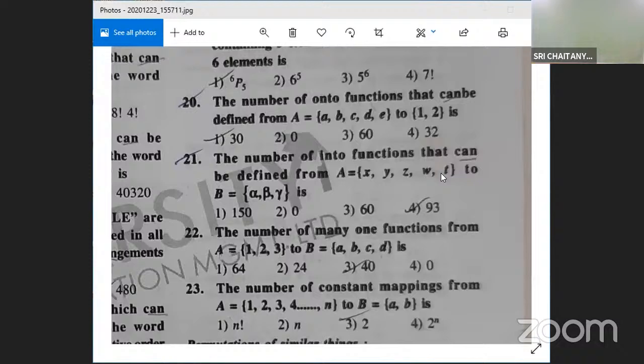Right? So, write down n to the power of m minus nc1 into n minus 1 to the power of m. I am repeating the 21st problem. Observe.